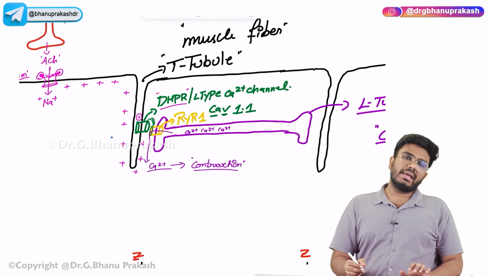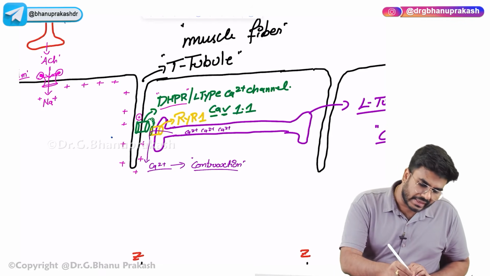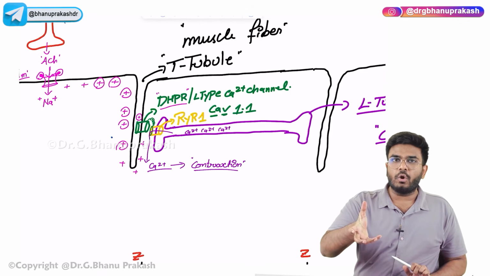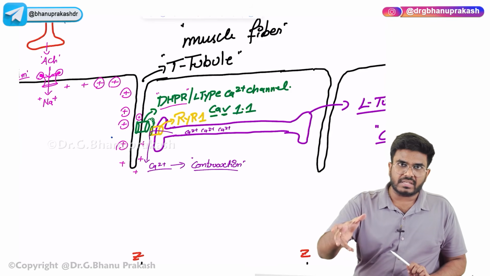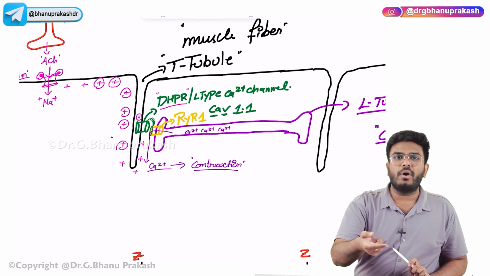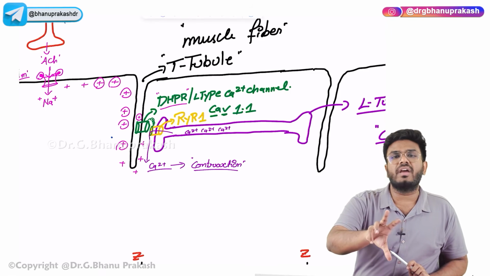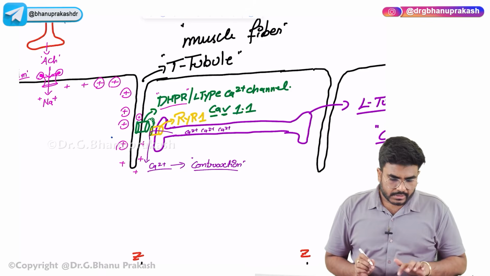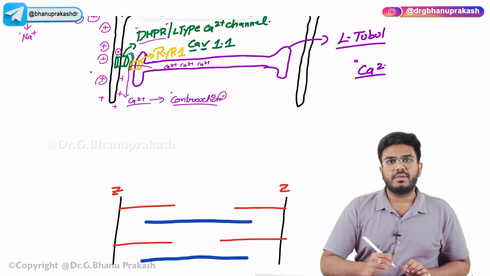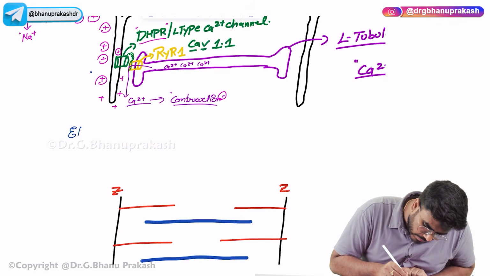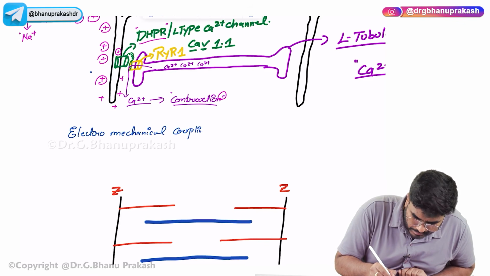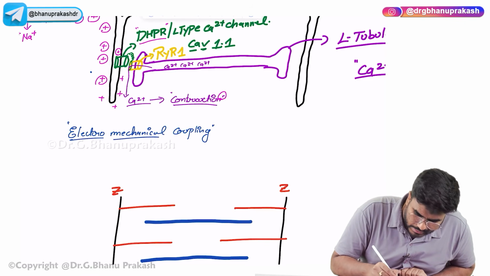So now the whole event is called electromechanical coupling. Because of this electrical event, what is happening? There is mechanical opening of the RYR channel. The RYR channel is mechanically opened with the help of DHPR, leading to the release of calcium. This calcium is helpful for us in contraction. So this is called electromechanical coupling.